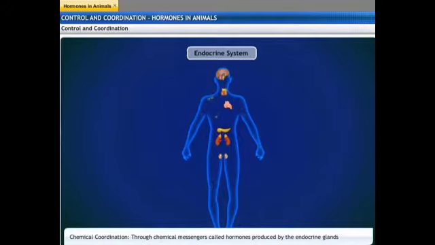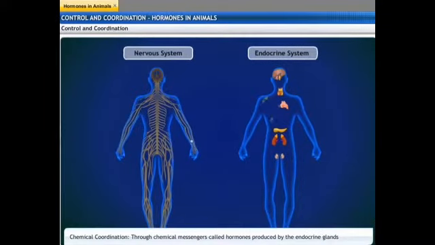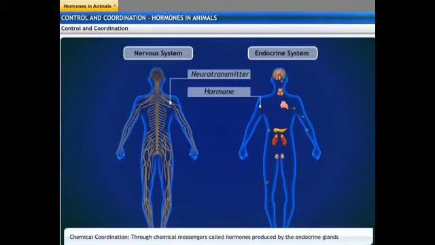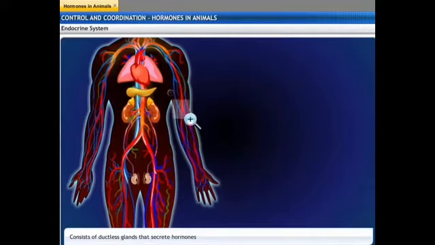So this endocrine system produces a lot of hormones which help in the coordination of the entire body. Through the chemical messengers known as hormones produced by the endocrine glands, the entire control and coordination of the body ultimately takes place. That is, the neurotransmitters from the nervous system and the hormones of the endocrine system both work in a well coordinated manner.